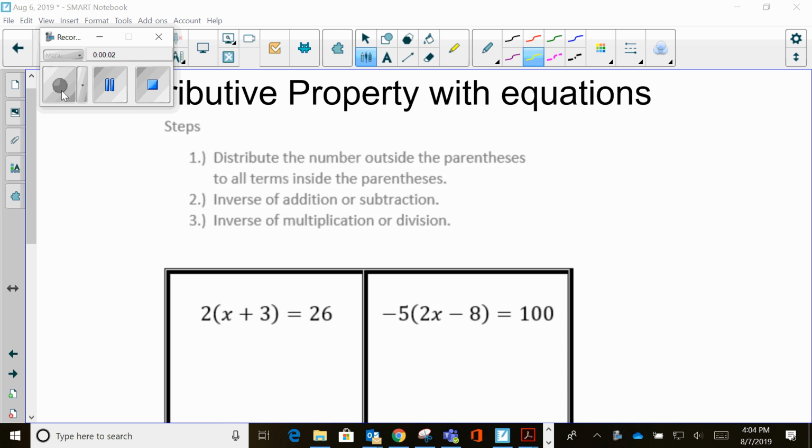Distributive property with equations. There are 3 steps when we have to use distributive property. We distribute the numbers outside the parentheses to all the terms inside the parentheses. The second step is to use the inverse of addition and subtraction if needed, and then use the inverse of multiplication and division if needed. So let's look at the first example.